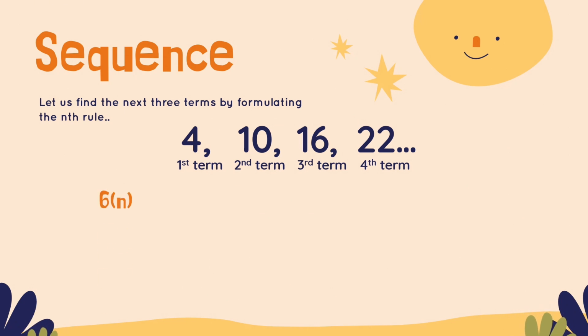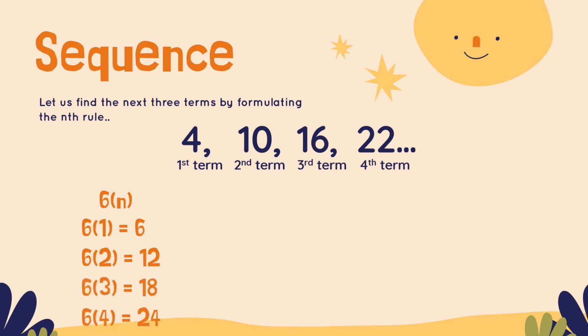If it adds 6, we can use the formula 6 times n. Now let's apply. 6 times 1, that is 6. 6 times 2, that is 12. 6 times 3, that is 18. And 6 times 4 is 24. But it's not the same as our sequence. The first term is 4 instead of 6. The second term is 10 instead of 12. The third term is 16 instead of 18. The fourth term is 22 instead of 24.